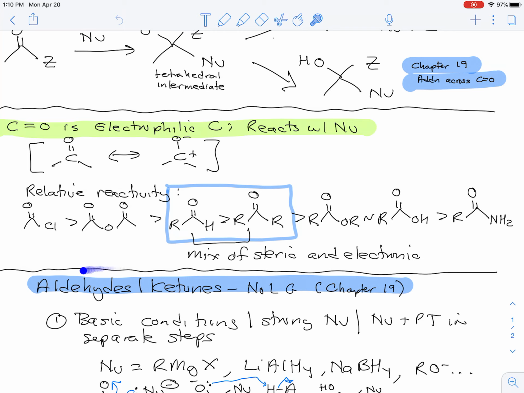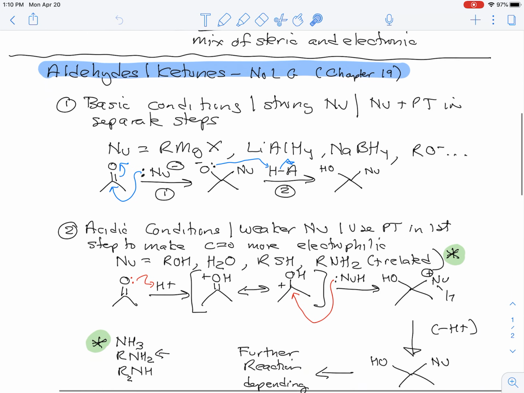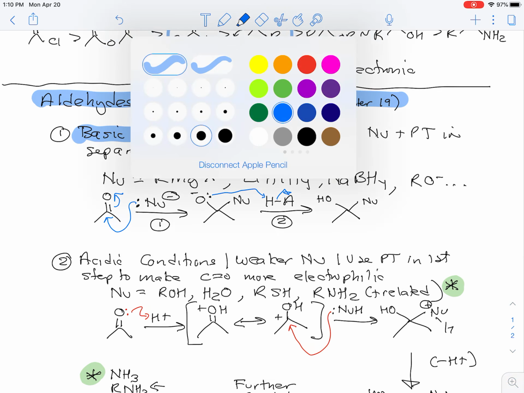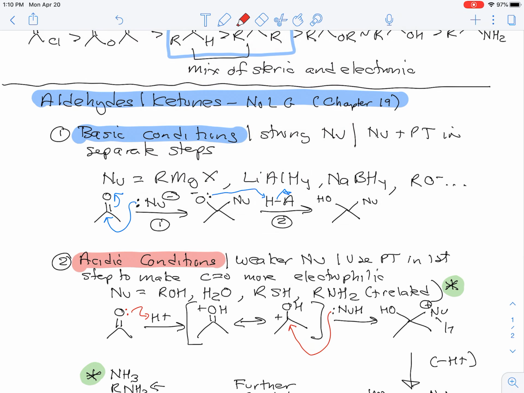But for now, we're going to continue on with the chapter 19 material, which is the aldehydes and ketones, which have no leaving group. We can break these down a little bit further into quote-unquote basic conditions where you have a strong nucleophile, and acidic conditions where you have a weaker nucleophile. So we have basic conditions and we have acidic conditions.